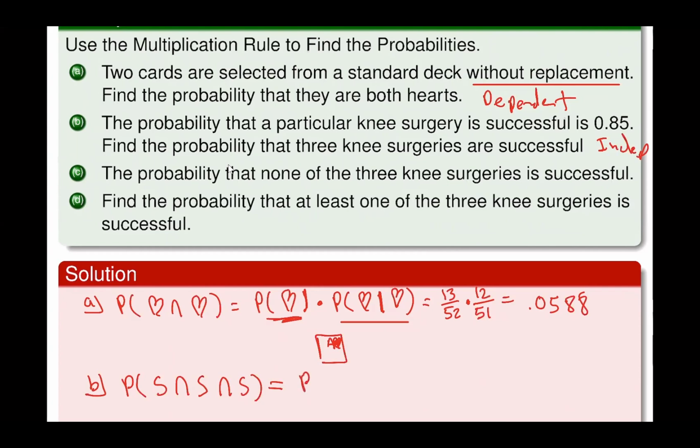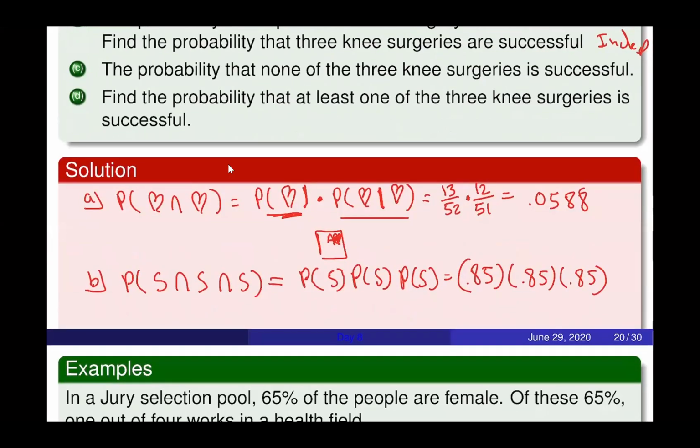So to find this, we're going to find the probability the first one was successful, the second one was successful, and the third one was successful. So you get probability of success, multiply it by probability of success, multiply by probability of success. So we say 0.85 times 0.85 times 0.85. But if you know math, you know there's a shortcut way of how to do this.